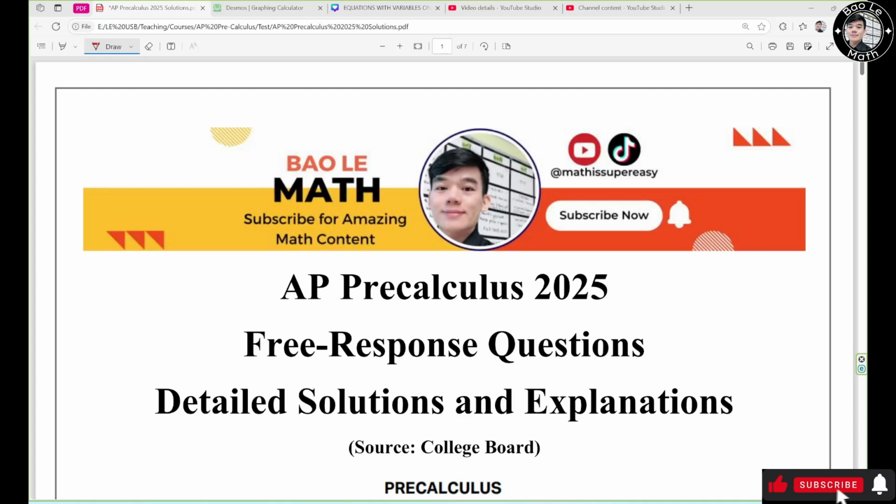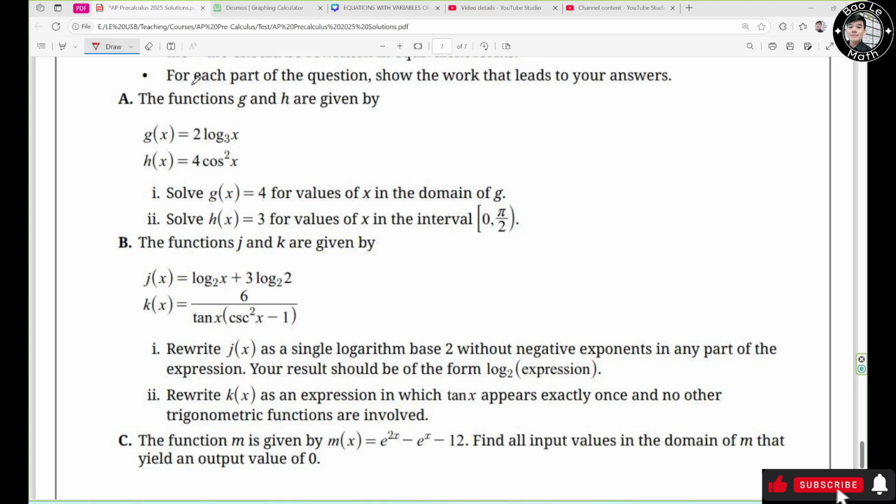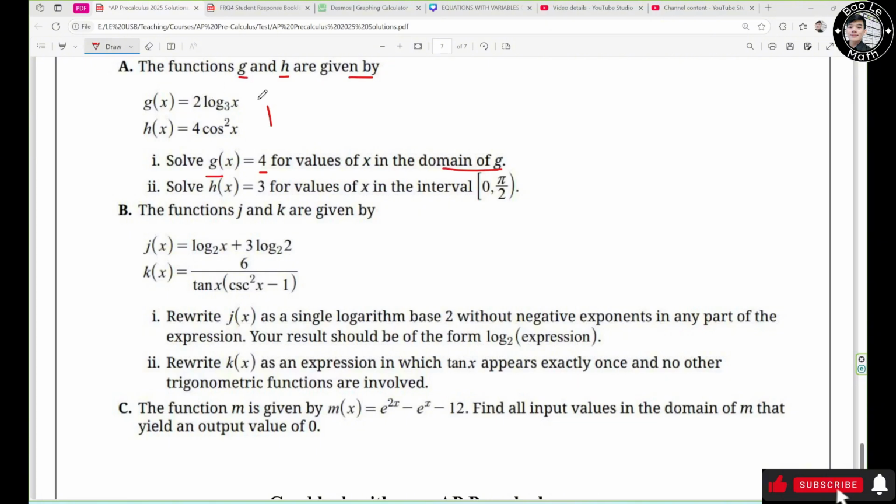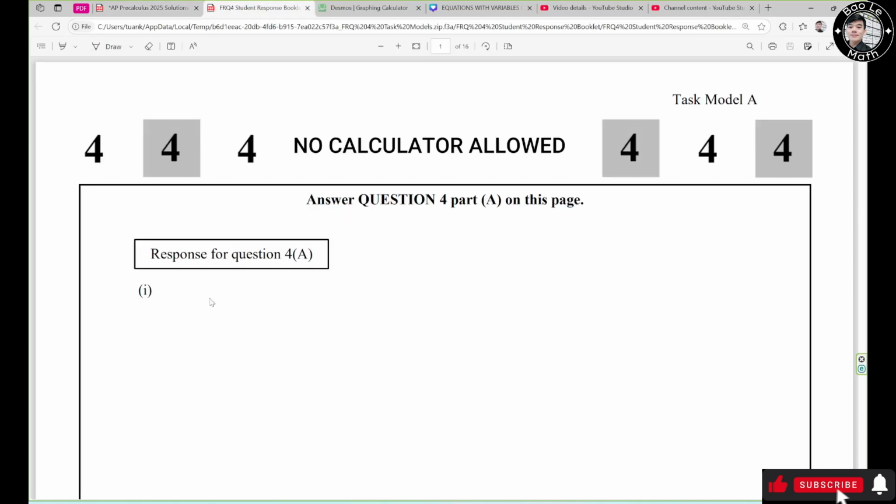Hello everyone, in this video let's solve 2025 AB Precalculus free response question number 4. Functions g and h are given by this. Solve g of s equals 4 for values of s in the domain of g. Alright, so we let this equal 4, right? So 2 log base 3 of s equals 4.